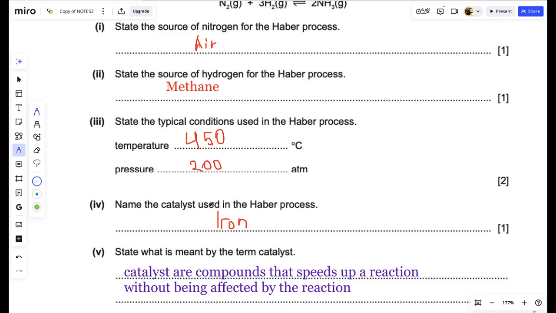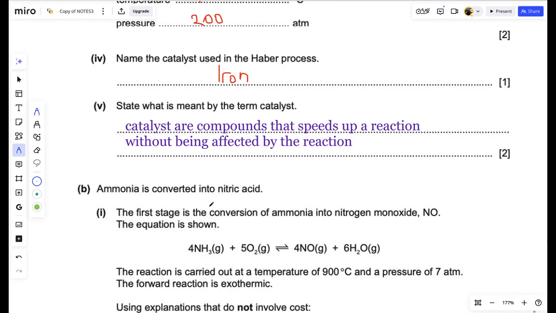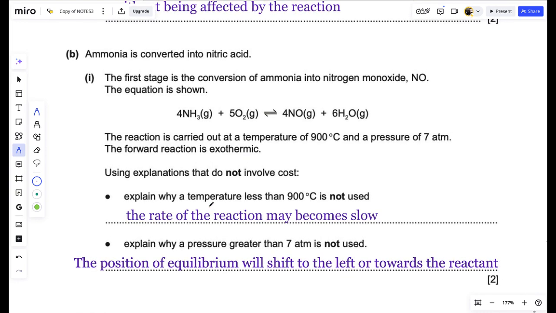Now, name the catalyst used in the Haber process. Iron, of course. In the contact process, the production of sulfur trioxide, we use vanadium(V) oxide, right? So for the Haber process, we use iron as our catalyst to speed up the rate of our reaction. Now, state what is meant by the term catalyst. Catalysts are compounds that speed up the rate of reaction without themselves getting used up, meaning they are unaffected, unchanged in the process. Now we move to the next question quickly because time is no longer our friend.